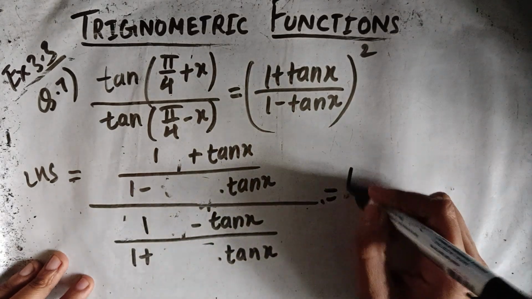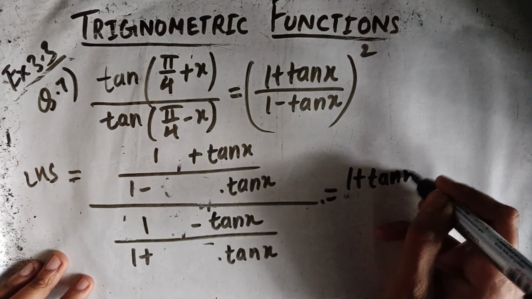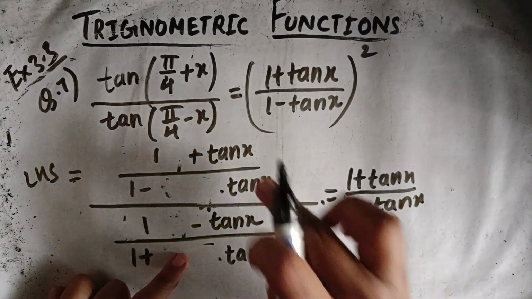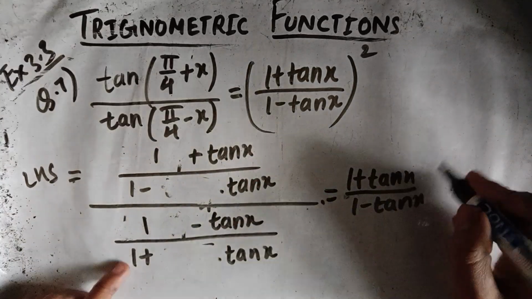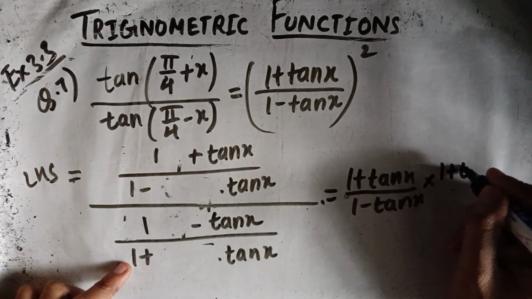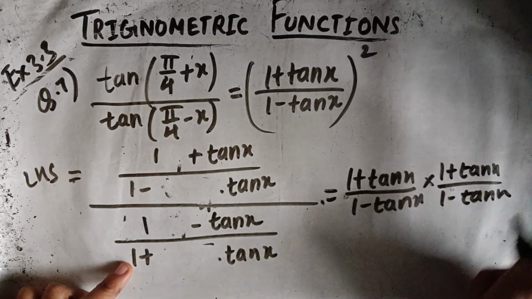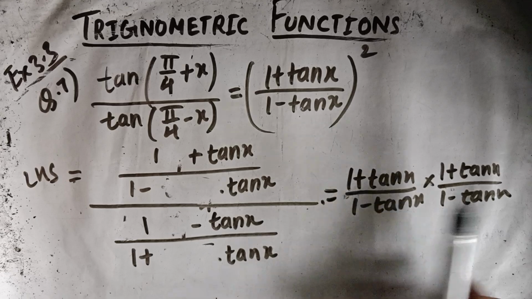So you can write this as 1 plus tan x upon 1 minus tan x, and the denominator, when you take in the numerator, it becomes the reciprocal. So you'll get 1 plus tan x upon 1 minus tan x. So you get the RHS square.